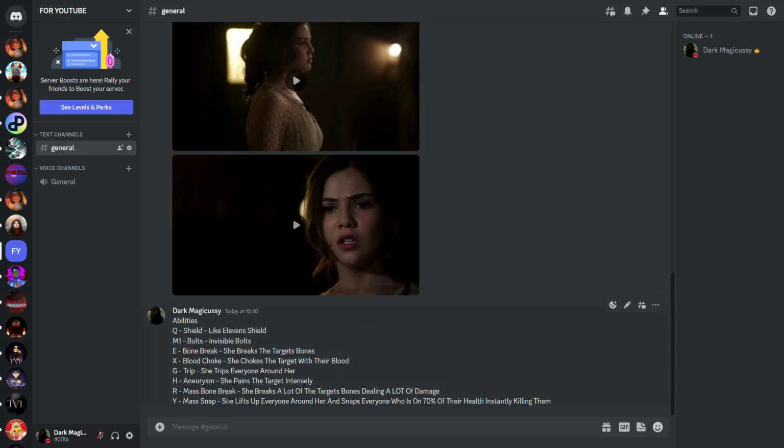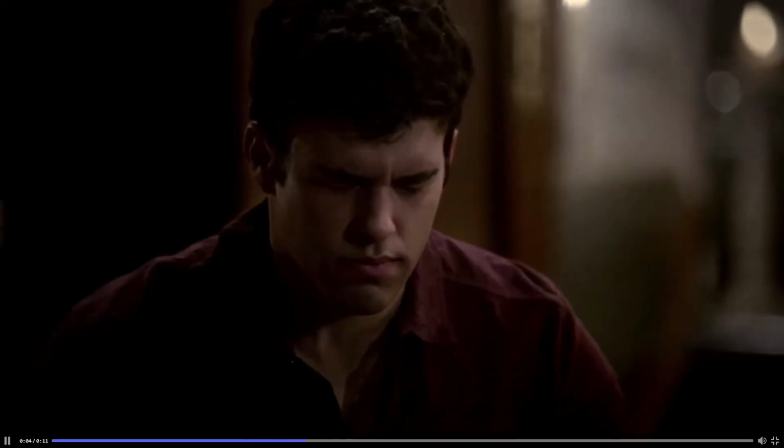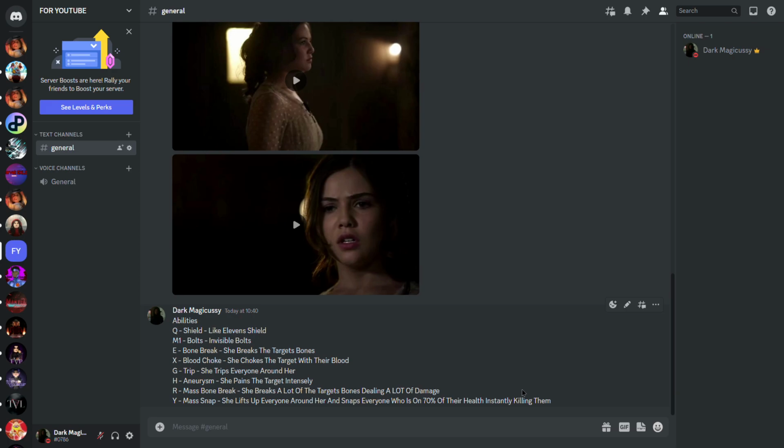Next we have E, aneurysm. She pains the target intensely. They're on the floor, like literally dying. Next is R, mass bone break. She breaks a lot of the target's bones, dealing a lot of damage.